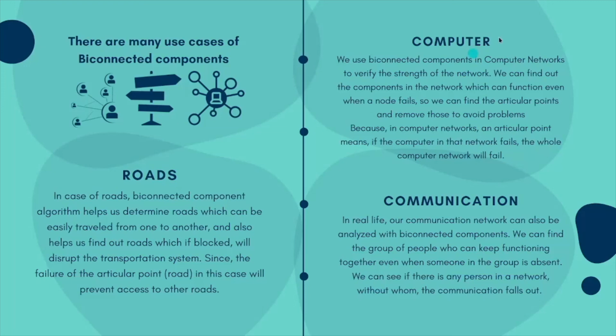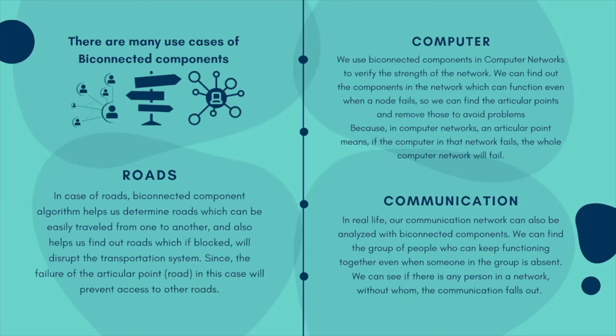And also we can see in computer networks, to verify the strength of the network, we use biconnected components here. We can find out the components in the network which can function even when a node fails. So we can find the articulation points and remove those articulation points to avoid such problems. Because in computer networks, we all know that an articulation point means if the computer in that network fails, then the whole computer network will fail.